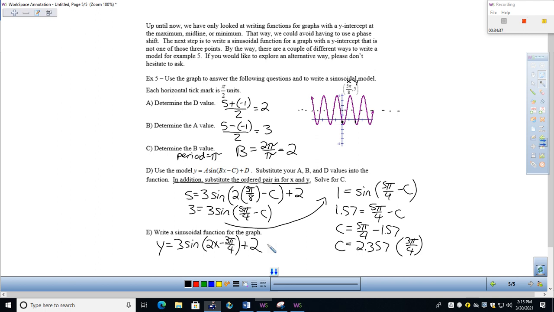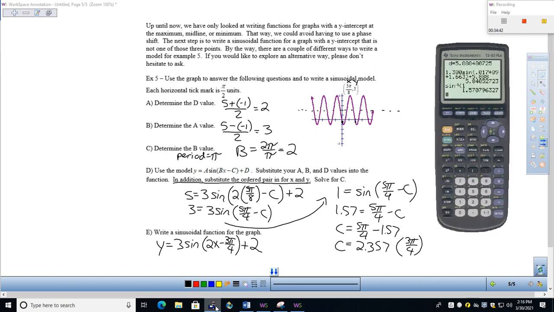All right, let me grab the calculator and we'll wrap this on up here. So I grab the calculator and I'm going to type in 3 sine 2x minus 3 pi divided by 4 and plus 2 on the back. You can just watch me do this. I'm going to change my window a little bit here just to accommodate the maximum. But let's hope for the best. Let's see what we got.